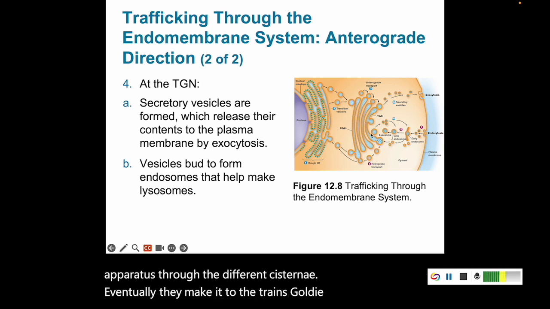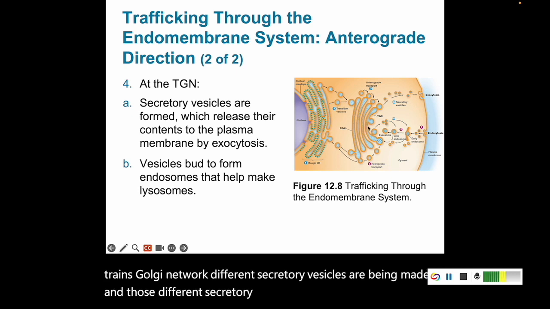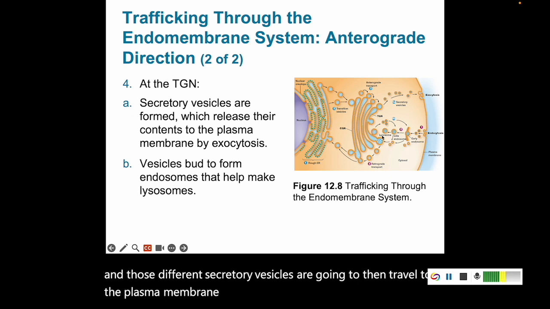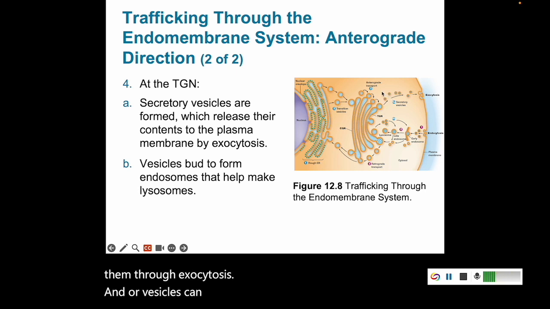Within the trans-Golgi network, different secretory vesicles are being made, and those different secretory vesicles are going to then travel to the plasma membrane, and they can release whatever's inside of them through exocytosis. Or vesicles can bud to become part of the lysosomes.